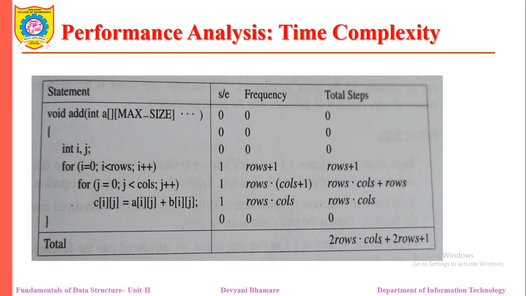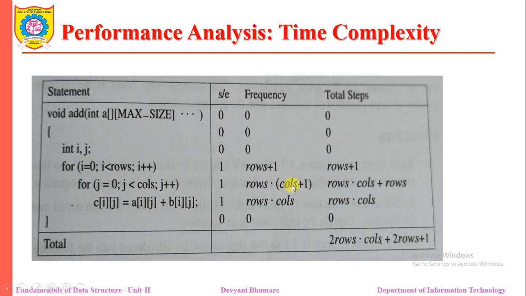Then for the declaration statement it is also 0. And if you have observed, this statement will be executed one step per execution, but its frequency is again rows plus 1. If you have identified, it is based on the value of rows, that's why the frequency of this statement is nothing but rows into rows plus 1.